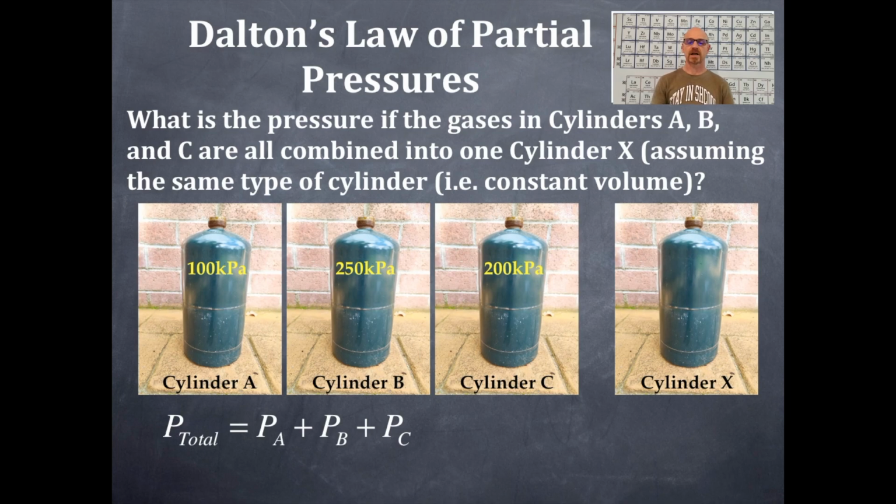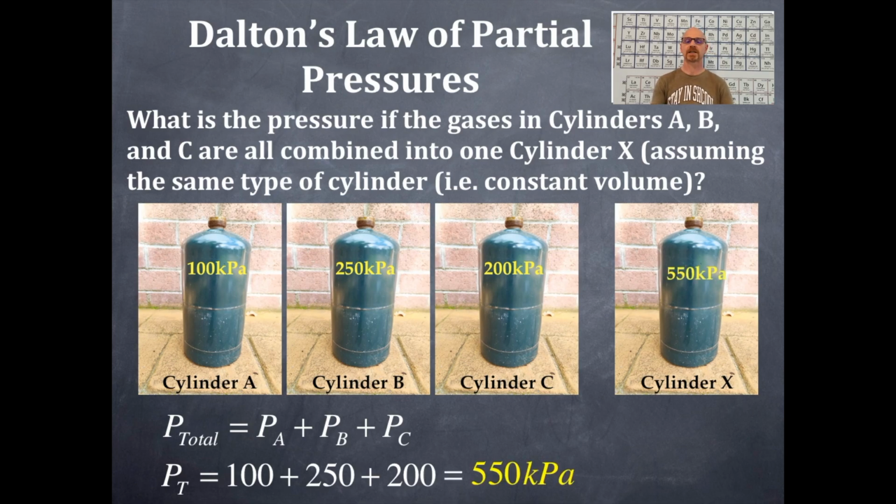So we're going to sum up these values. That's the 100, the 250, the 200. We're going to sum those up, and we get 550 kilopascals of gas, and that would be the total pressure in cylinder X if you place the gases from cylinders A, B, and C all in cylinder X. All right, hopefully that works for you too.